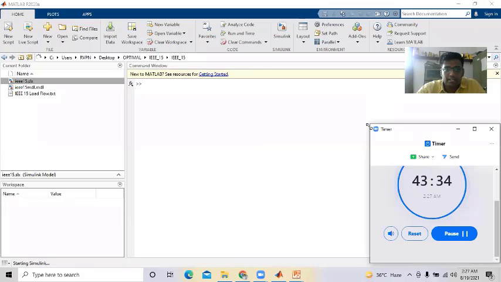So this is the MATLAB screen, and we are going to do our analysis on the IEEE 15 bus system. We will also perform the load flow analysis and generate the reports from the load flow analysis, showing how the voltage profiles are created, analyzed and evaluated.